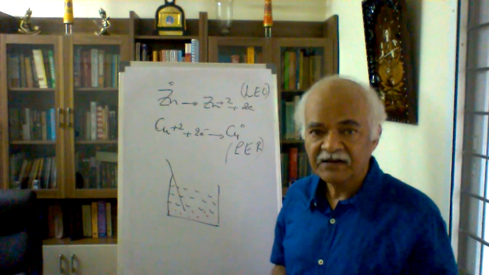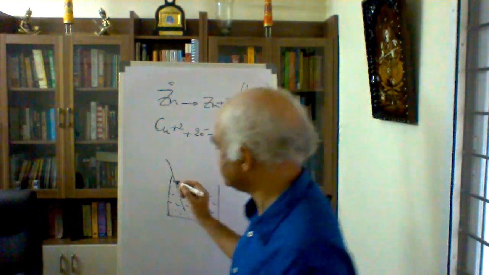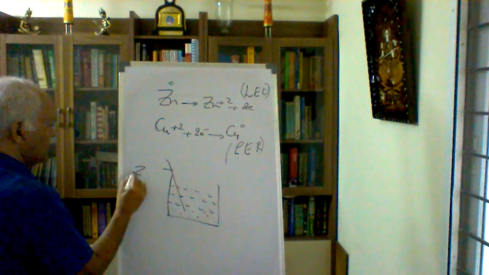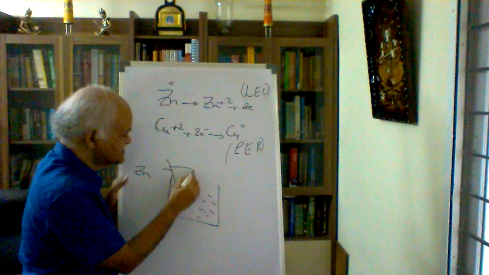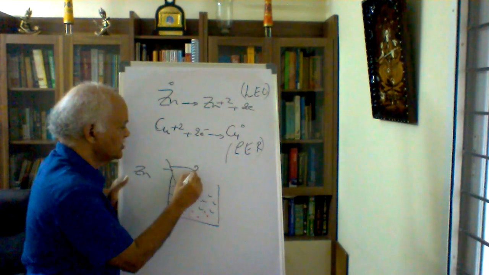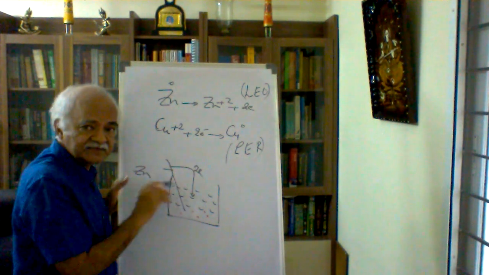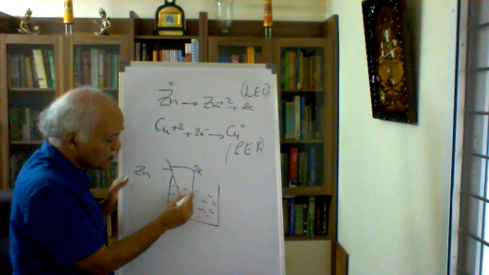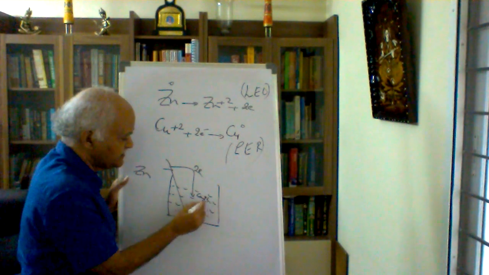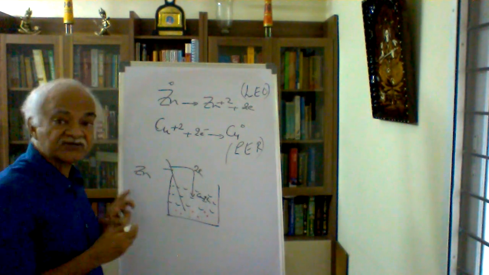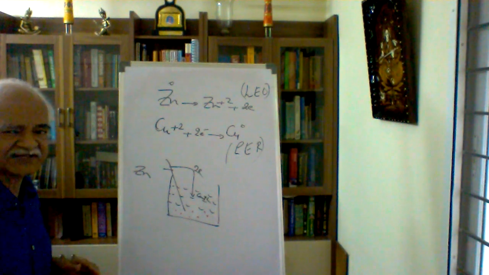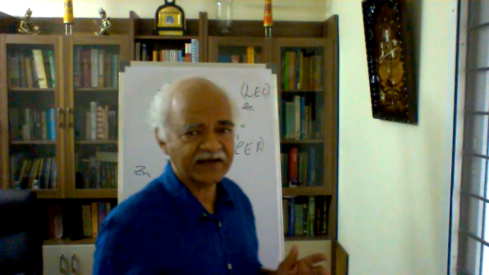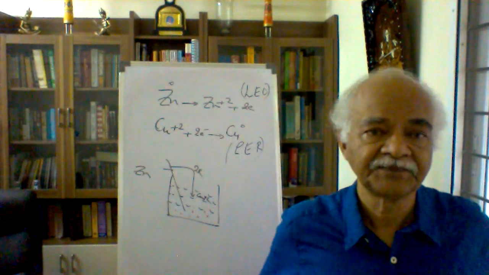That means if this is the zinc rod, electrons are moving on their own from the zinc rod to the Cu2+ solution. 2 electrons are added to this, and therefore we are able to see this Cu2+ accept these 2 electrons and drop down as copper in the zero state. Beautiful redox reaction. This can be performed easily with a minimum of chemicals.